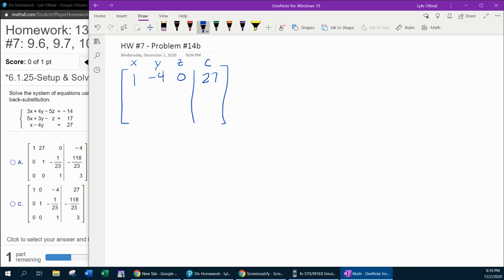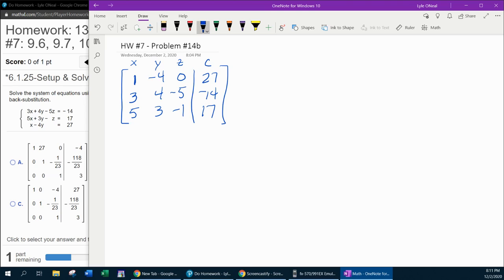Now, do you understand the reason I wrote the bottom row first is to achieve this 1 in the upper left-hand corner right here. The other two equations, it doesn't matter which order they go in. So I'm going to do the top equation next. That's going to be 3, 4, negative 5, negative 14. And the last row would be the middle equation, which is 5, 3, negative 1, 17. So that's the initial matrix, okay?